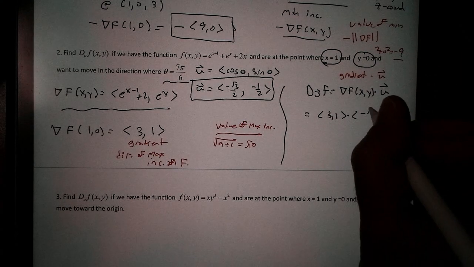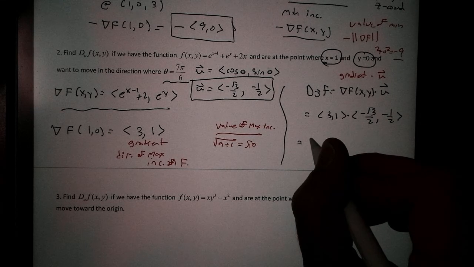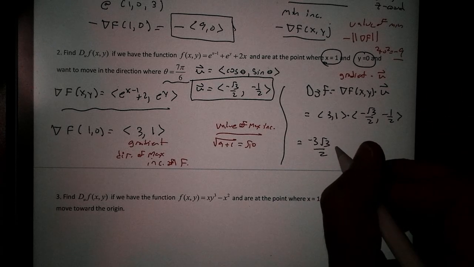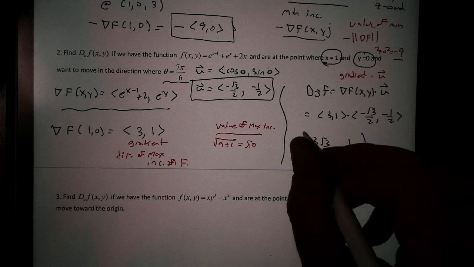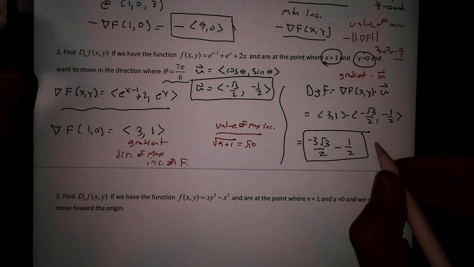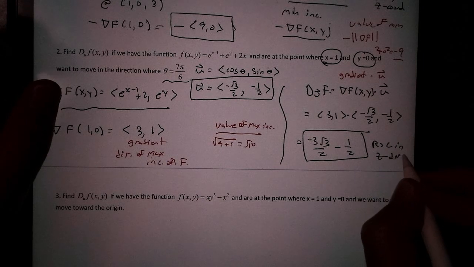So let me see here. That's negative root 3 over 2, negative a half. That becomes negative 3 root 3 over 2 minus 1 half, and whatever that equals. 5 maybe, I don't know. But we're just going to leave that alone anyway. We don't simplify. But remember, this is simply put the rate of change in the z direction.